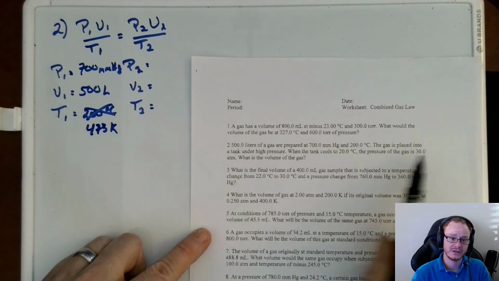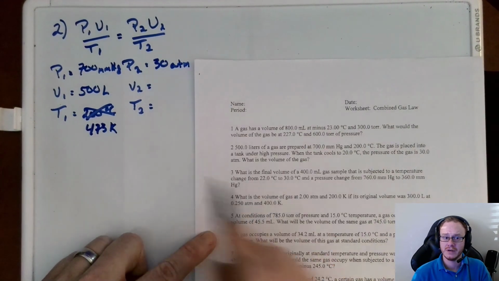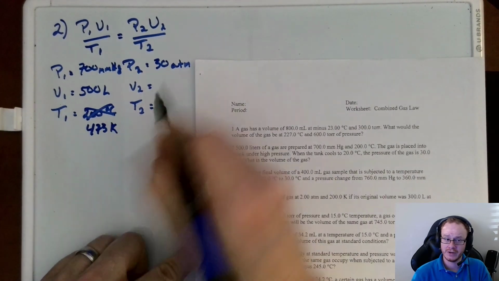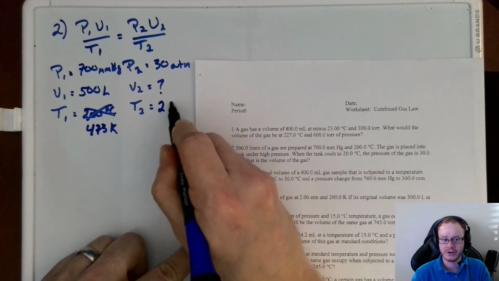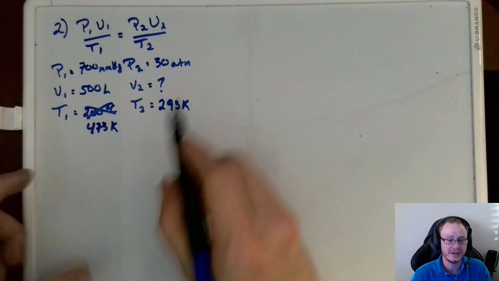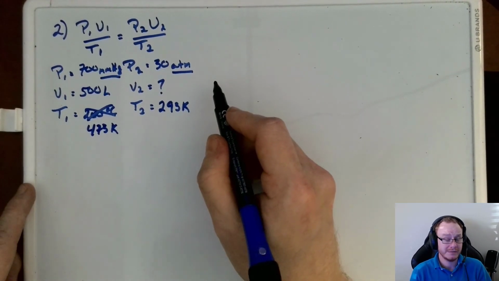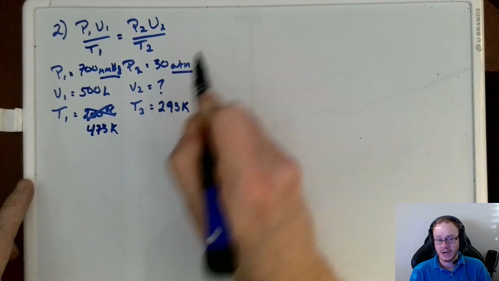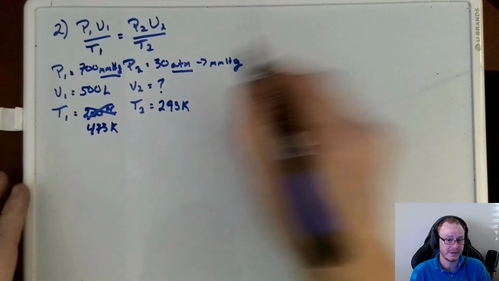Now my ending conditions. Ending pressure, P2, is 30 atmospheres. That is an issue. Initially, we were given millimeters of mercury, and now we have atmospheres. Volume 2, we don't know. We're asked to solve for it, so it's currently an unknown. Temperature 2 is 20 degrees Celsius. We know we add 273, resulting in 293 degrees Kelvin. Now, addressing the pressure issue. The units must match on both sides. They currently don't. You could convert one into the other. It doesn't matter which way you choose to go. I'm going to convert atmospheres into millimeters of mercury. Now, you could easily do it the other way, and you'll still end up with the same answer.